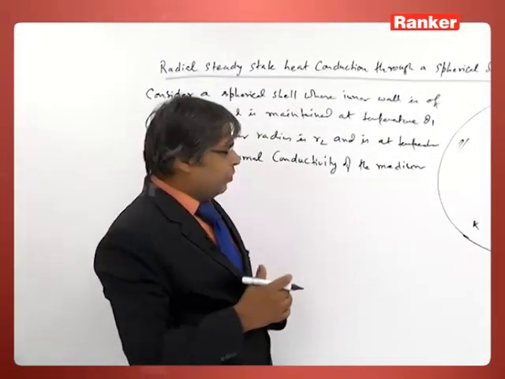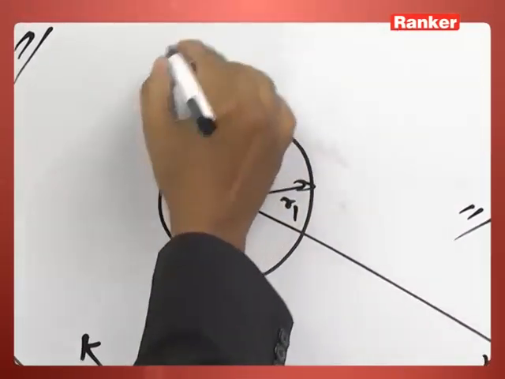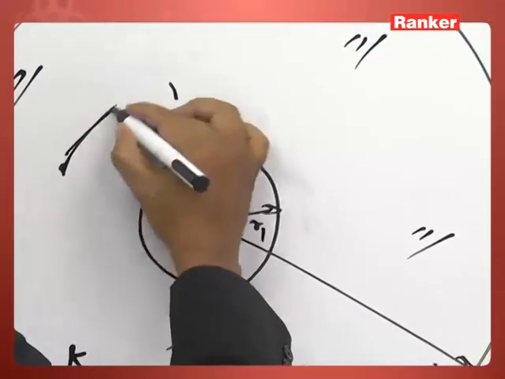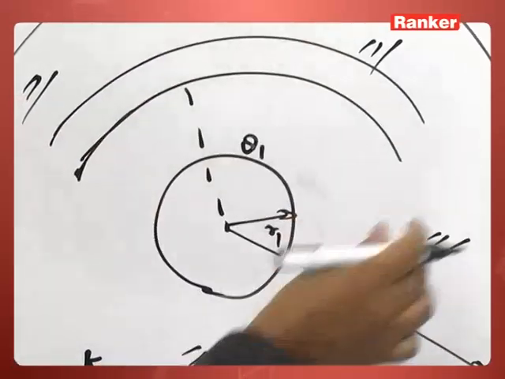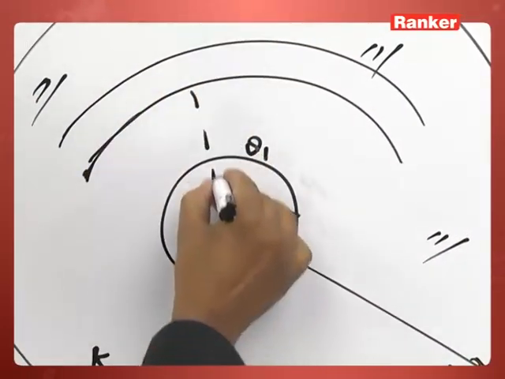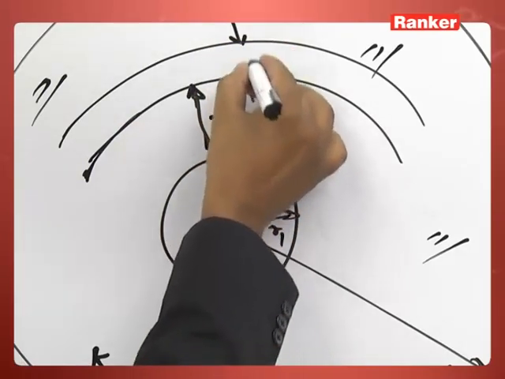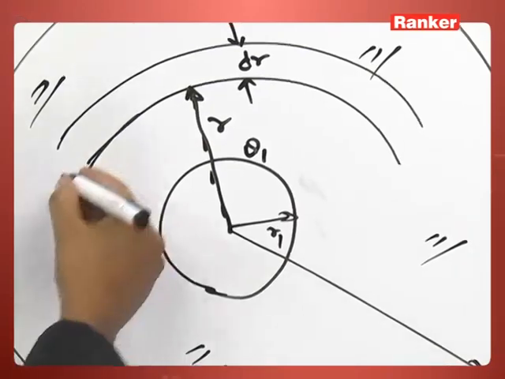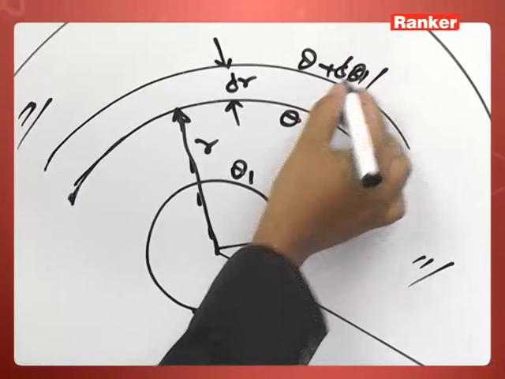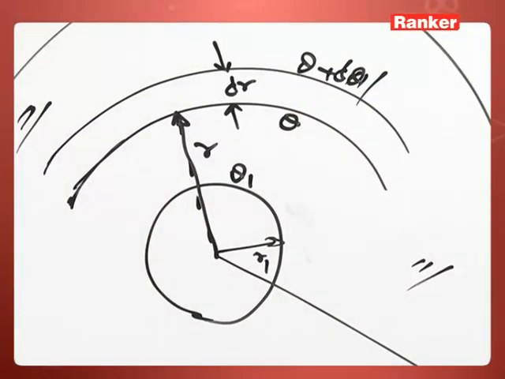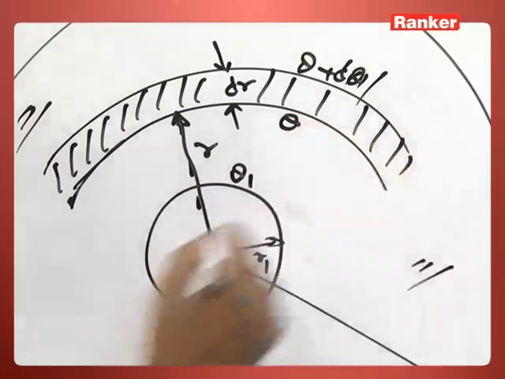So, now what do we do? We just imagine an annular region, a differential ring whose radius is r and whose annular width is dr. Now, the inner part has a temperature theta and the outer part theta plus d theta. So, let us shade this. This is the annular width I am considering.